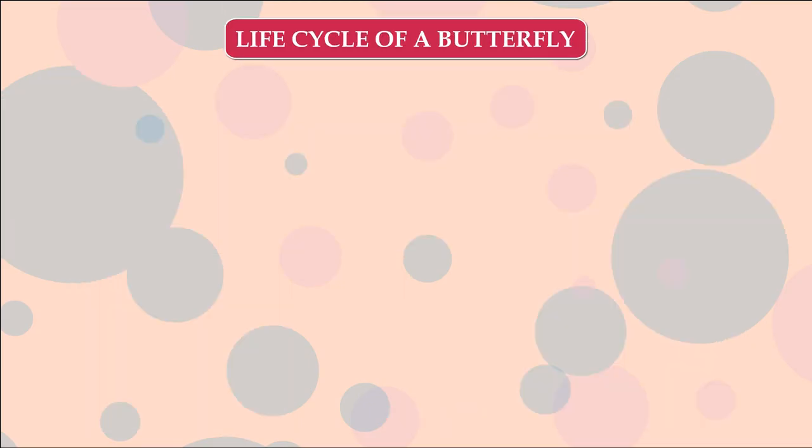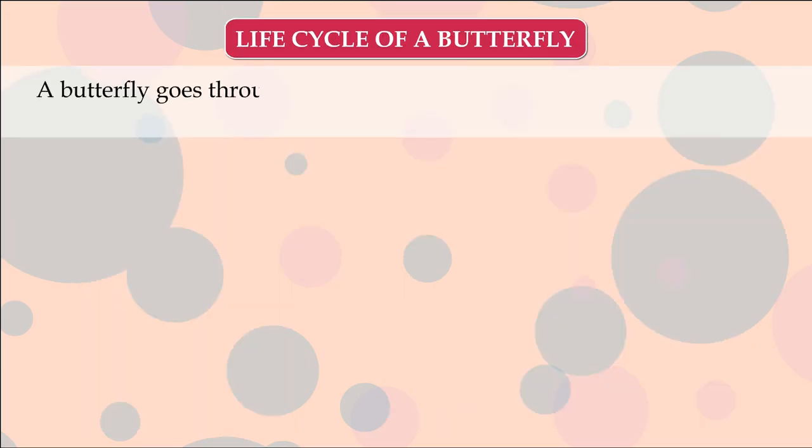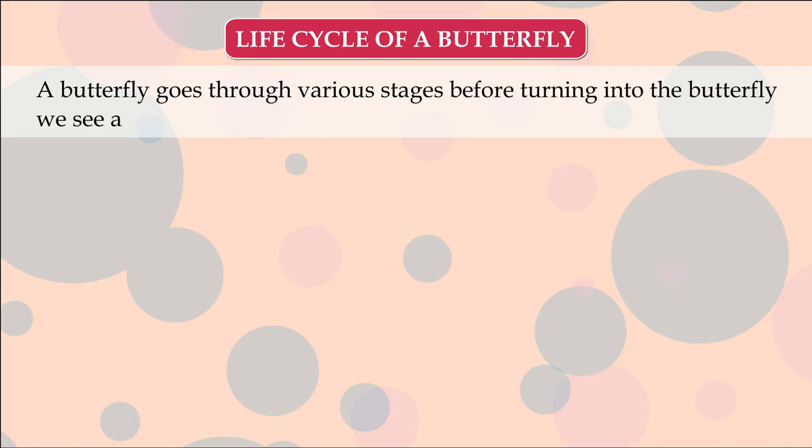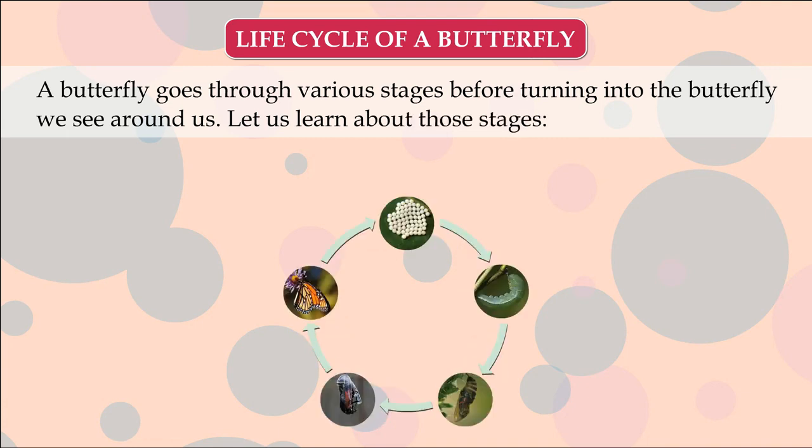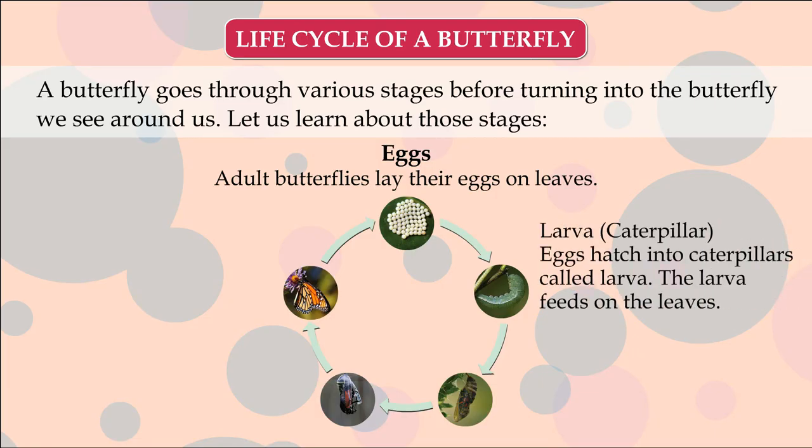Life cycle of a butterfly. A butterfly goes through various stages before turning into the butterfly we see around us. Let us learn about those stages. Eggs. Adult butterflies lay their eggs on leaves. Larva, caterpillar. Eggs hatch into caterpillars called larvae. The larva feeds on the leaves.